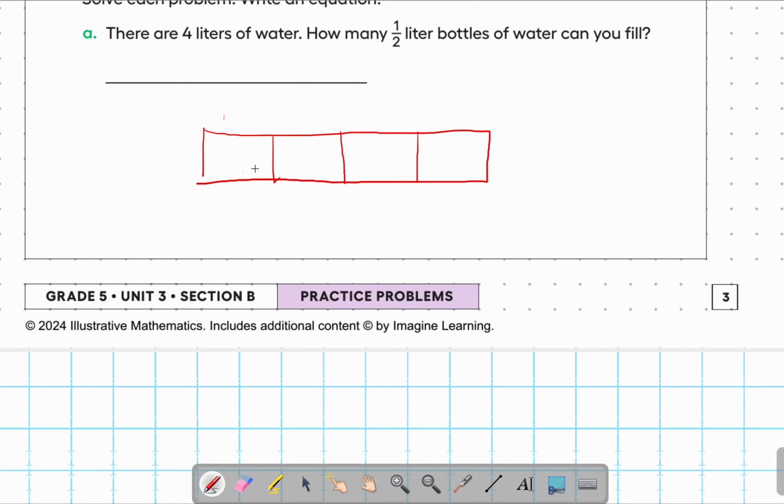So here I have 1 liter, another liter, another liter, and a liter. So I have here 1 liter of water. Here I have another liter of water. Okay, so in total, I'm gonna have 4 liters of water. So there are 4 liters of water. How many half-liter bottles of water can you fill? So that means that we gotta cut these in half. Because here we have 1, we're gonna cut it in half. All right, just another color.